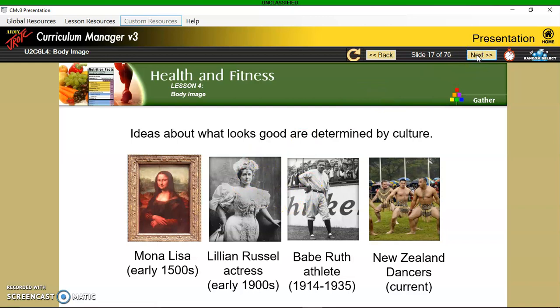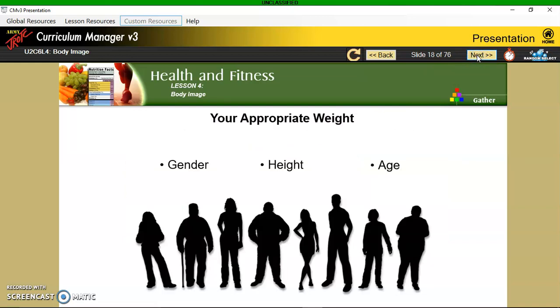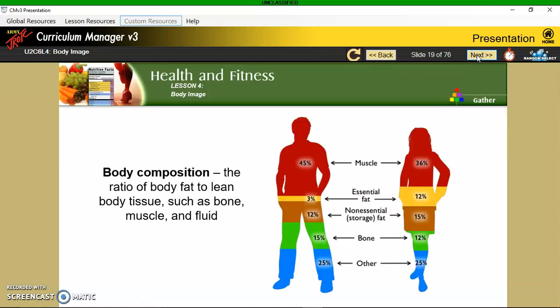So by culture and time, it's determined. Your appropriate weight is often determined by, of course, gender. It's different for males and females, what's considered a healthy weight. It's also considered by your height and your age. And that gets us into body composition, which is the ratio of body fat to lean body tissue. And the lean body tissue is made up of such things as your bones, your muscles, and your fluids.